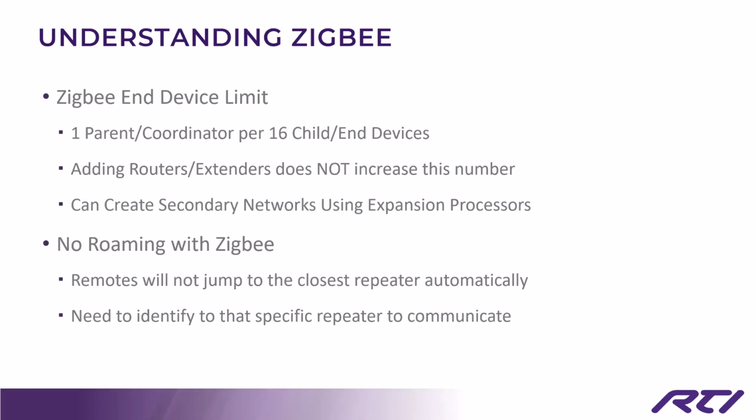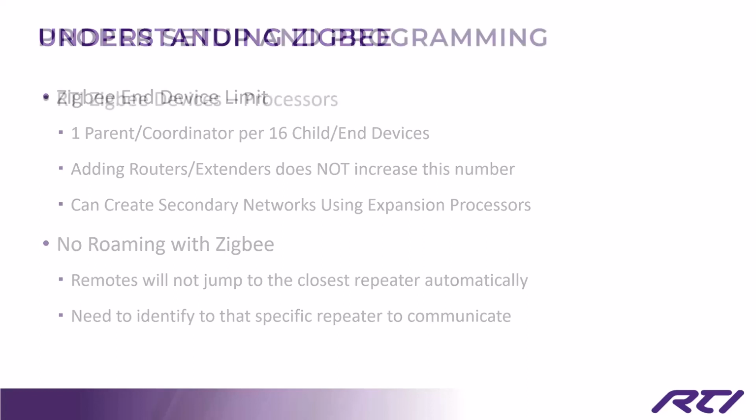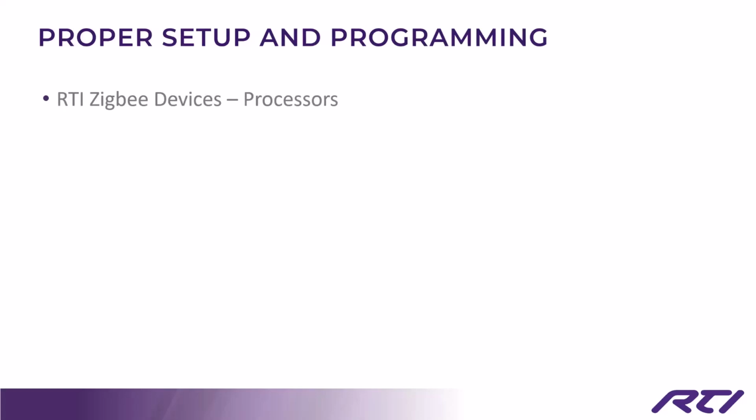Now, there are detailed instructions on how to initiate the communication change to a new transceiver within the user manual on rticontrol.com. So keep that in mind as you're going through and setting up your project. We'll talk a little bit more about what that looks like here in just a second. But it is important to understand some of those limitations of the technology. Let's move on to the setup and programming. Now that you've got an idea of what the technology can do, we can go through the proper setup and programming of what this process looks like.